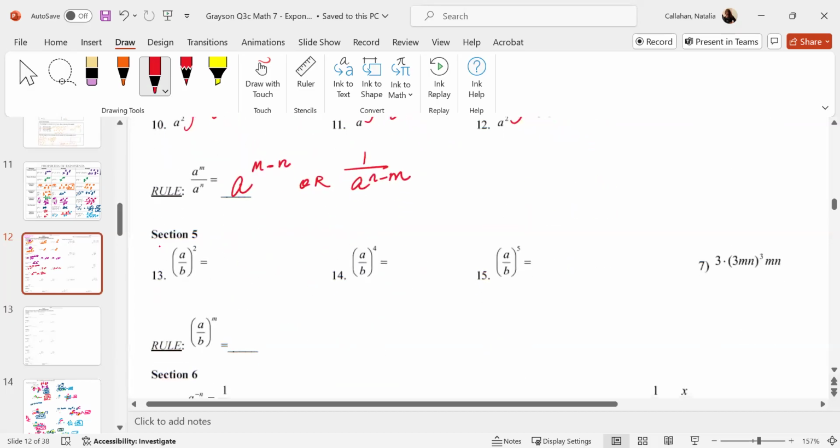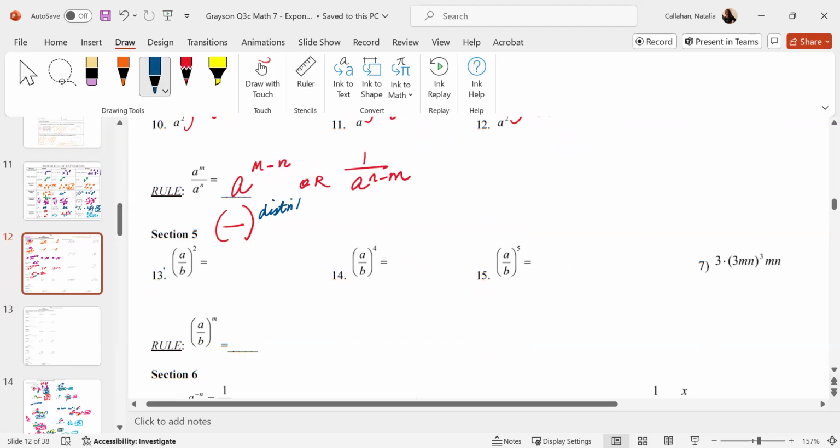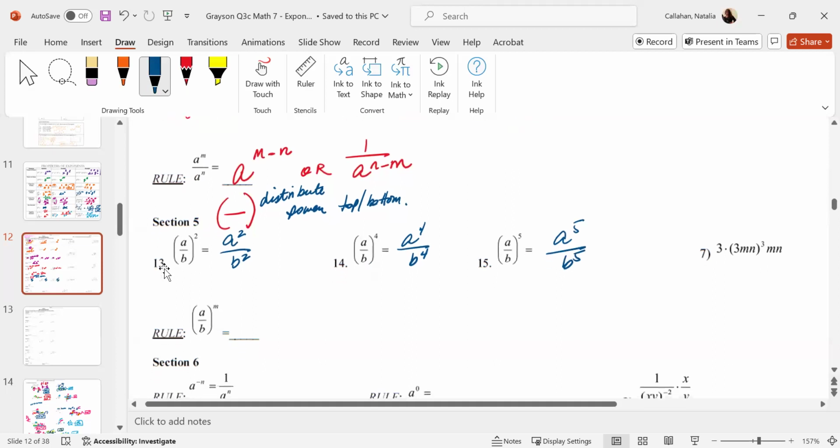Section 5. Okay, this is the one when you have the whole thing, right? So this one, you have to distribute the power top and bottom. You understand? So it's a squared over b squared, right? A to the fourth over b to the fourth. A to the fifth over b to the fifth, right? So the rule here is a to the m over b to the m. Did you write that down? Because you either take this and put it on top and the bottom.